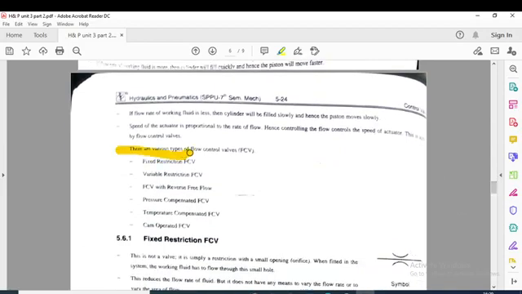There are various types of flow control valve. First is the fixed restriction flow control valve, then the variable restriction flow control valve, then the flow control valve with reverse free flow, then the pressure compensated flow control valve. All these valves we are going to study today in a systematic manner here.